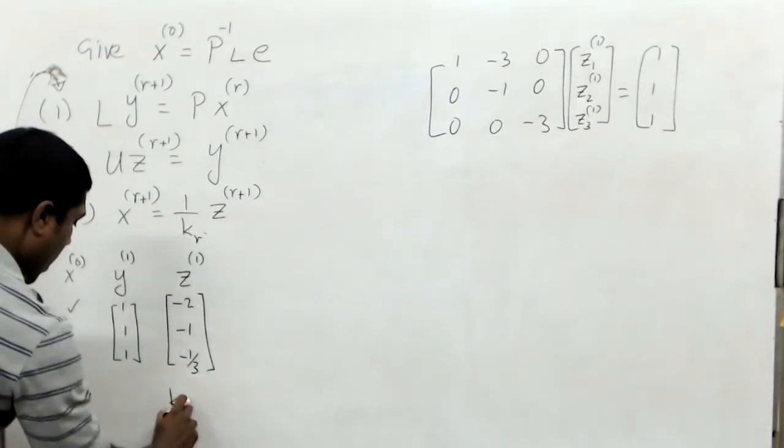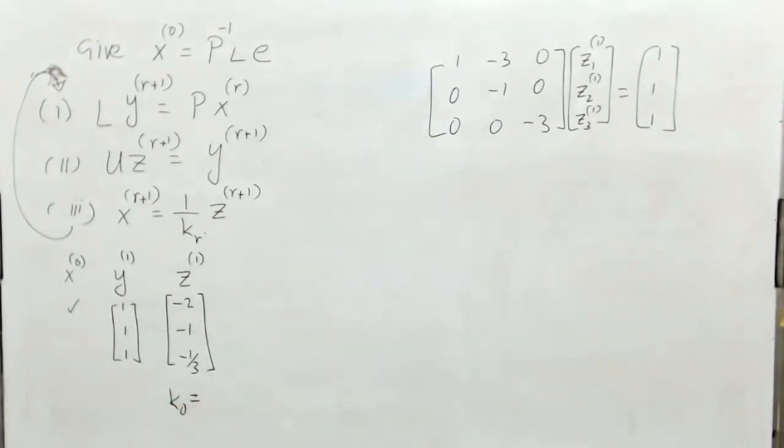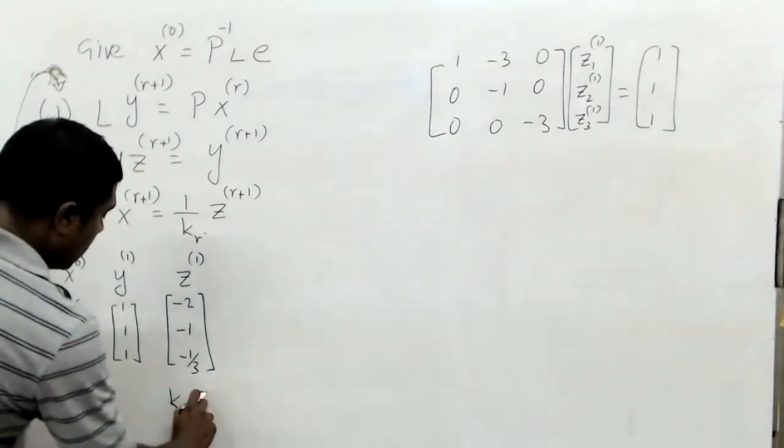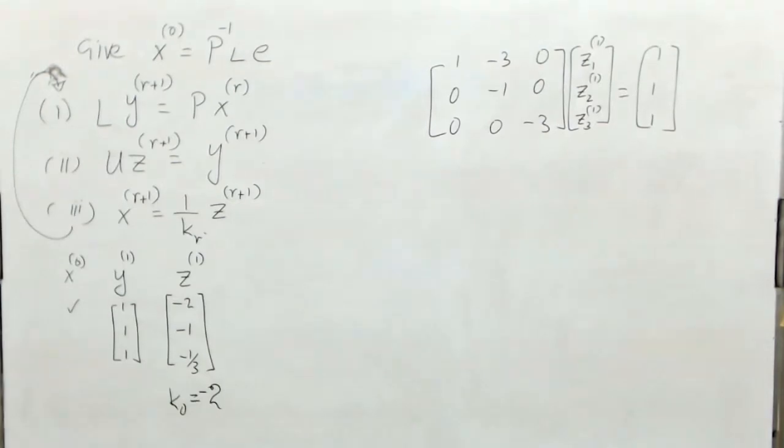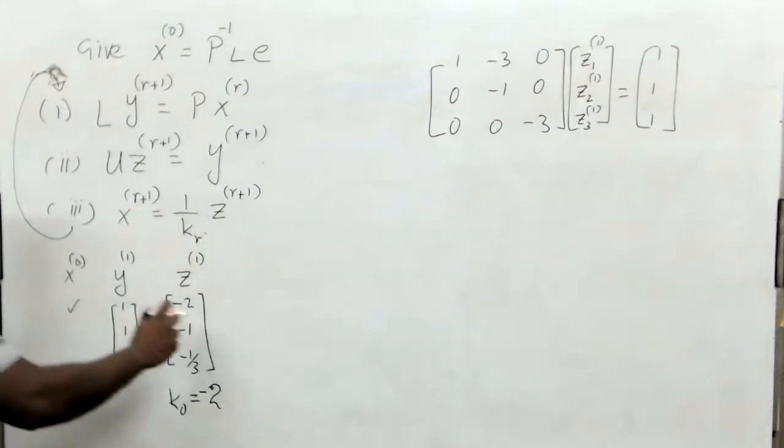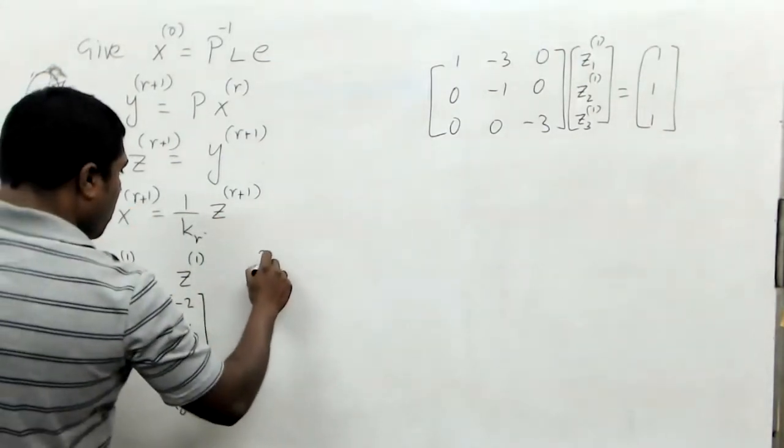K naught, power method: the component with the largest modulus. So among these numbers, you have -2, -1, -1/3, right? Among these numbers, -2 is the largest sized number. So your K naught is -2. Once you know K naught, then you can find X2. Sorry, X1.